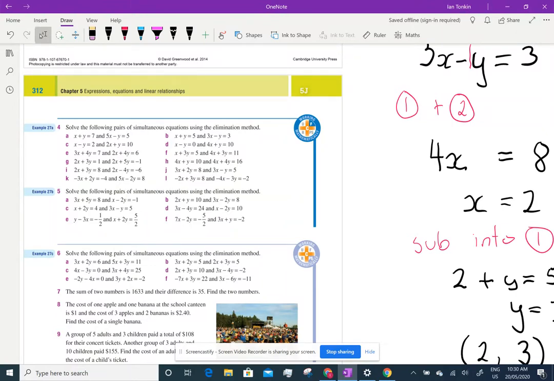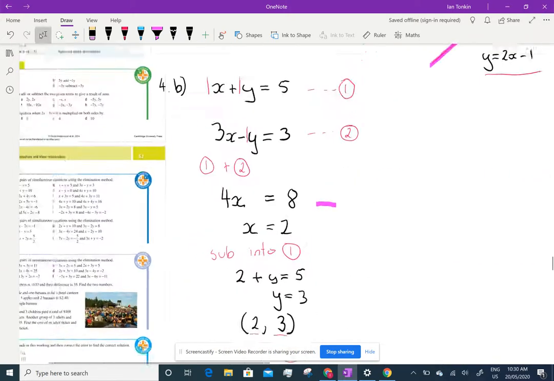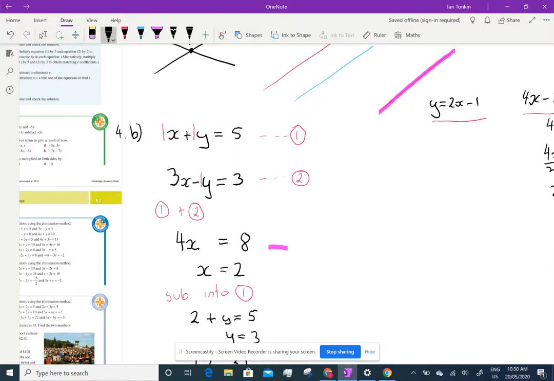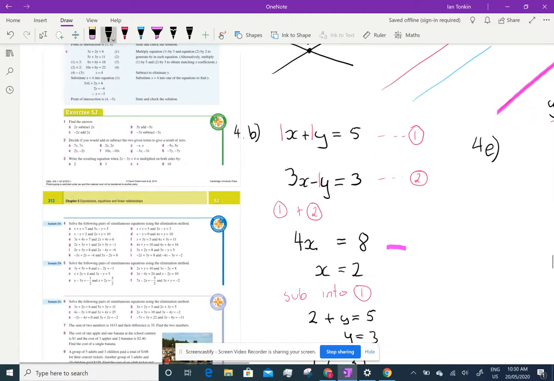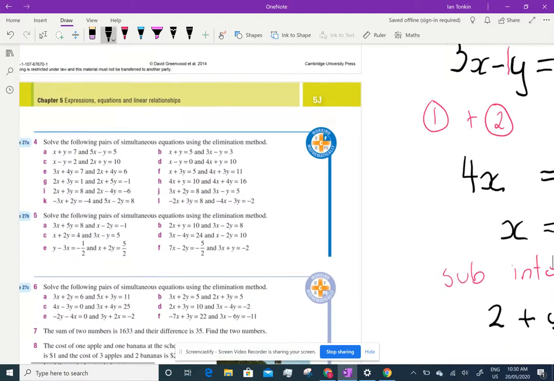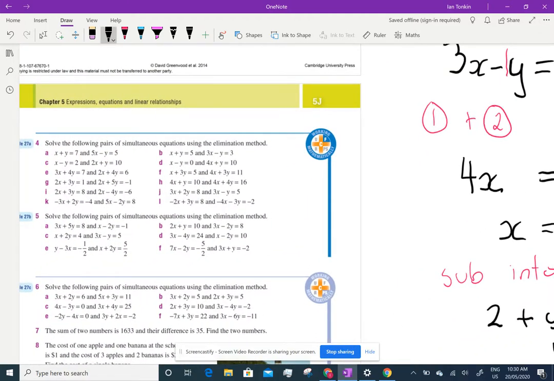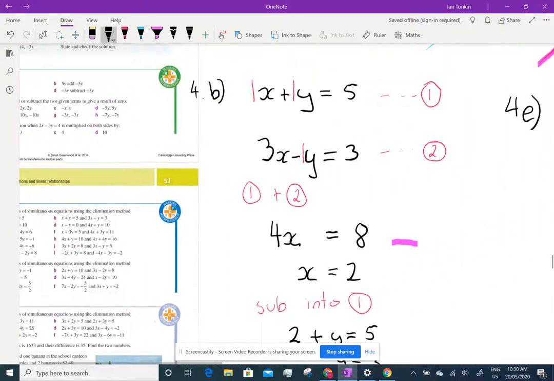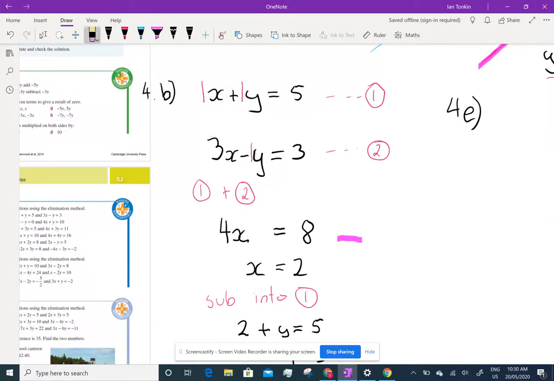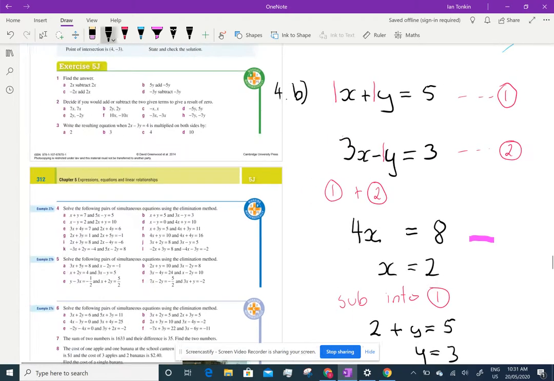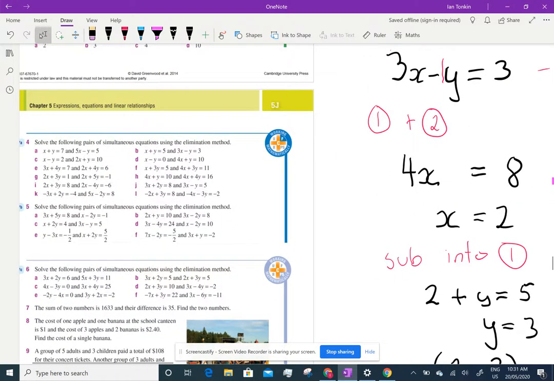I want to do one where the signs are the same. So I'm going to do 4e as well. I said I'd do 5b, but I want to do one where the signs are the same. So I'm going to do 4e, just so you can see what happens when the signs are the same. I want to do one that has an x. I'm going to do 4g, sorry. So I do one where I'm subtracting the x value.